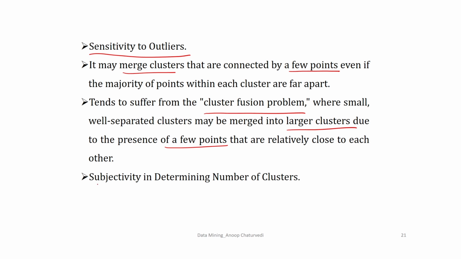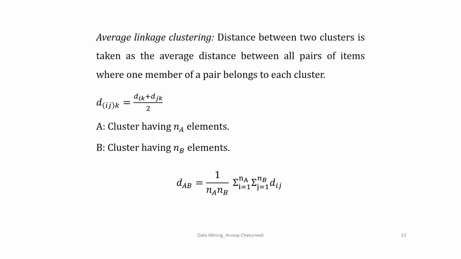Again, the procedure also suffers from subjectivity in determining the number of clusters. Of course, in practice you have to decide the number of clusters also, but the procedure does not provide you any clue for deciding the number of clusters. Now, we consider average linkage clustering. In average linkage clustering, the distance between two clusters is taken as the average distance between all pairs of items where one member of a pair belongs to each cluster.